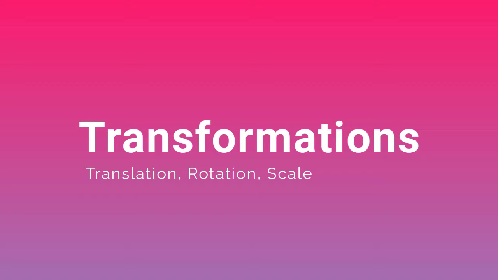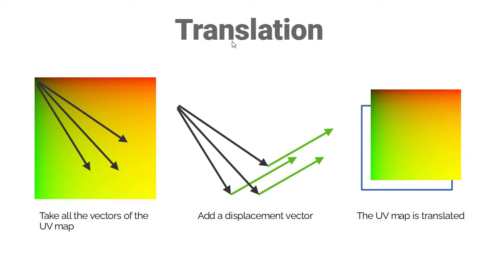Transformations: translation, rotation, and scale. So to translate the UV map, we add a displacement vector. And this same vector is applied to the whole UV map. And doing this, we have the UV map translated.